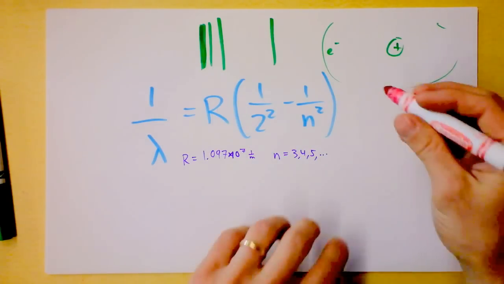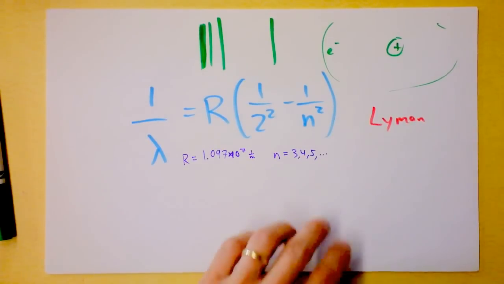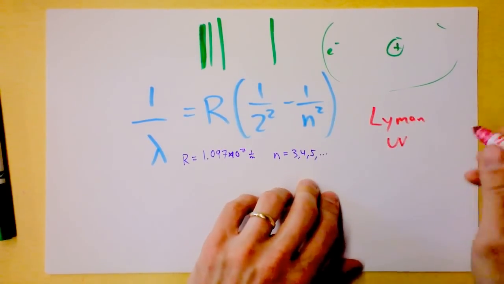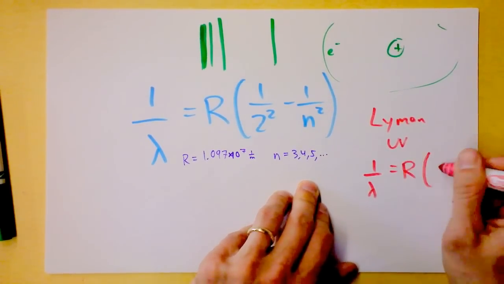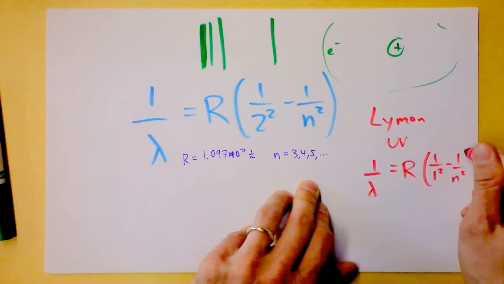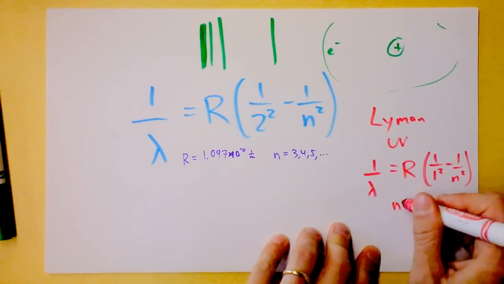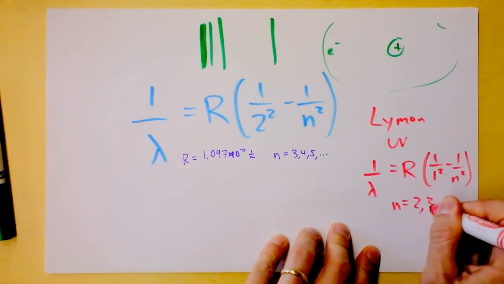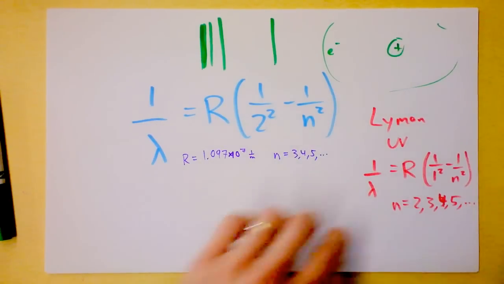So this guy Lyman comes along, and he's like, hey, I found another spectrum. It's not in the visible, though. This is entirely in the UV, but he says it looks like this. 1 over lambda is R times 1 over 1 squared minus 1 over n squared. And the only difference, Lyman says, is that I've got the same R, but my n starts differently. It starts at 2, and then I can go 3, and then, well, not 3 again, but 4, and then 5, and then I can go on forever.